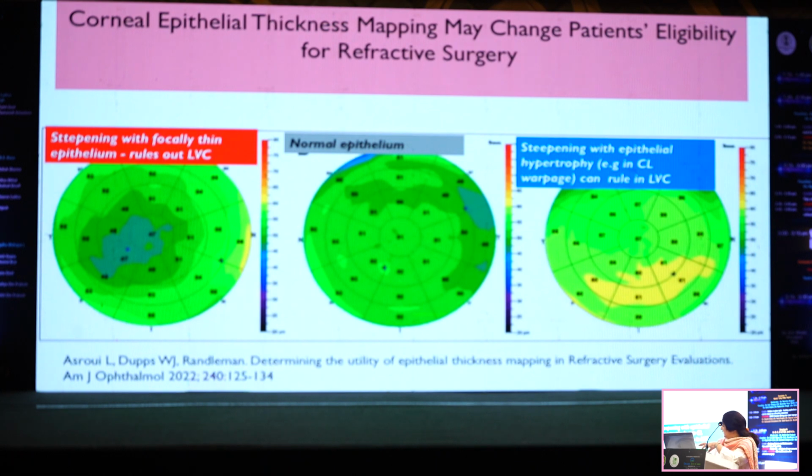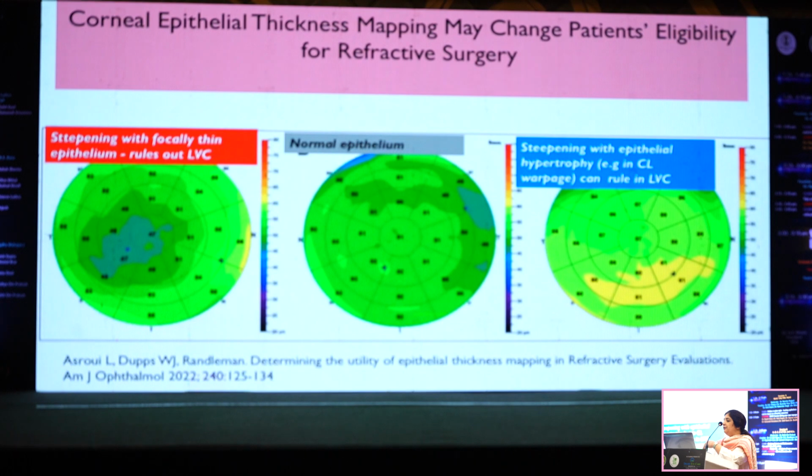These are classic examples. So the exact picture on the left, if you see a steepening on topography and it's associated with a focally thin epithelium, it means there could be an underlying form of keratoconus or ectasia because the cornea is steepening there and the epithelium over that is thinning. So that rules out or goes against performing a laser vision correction.